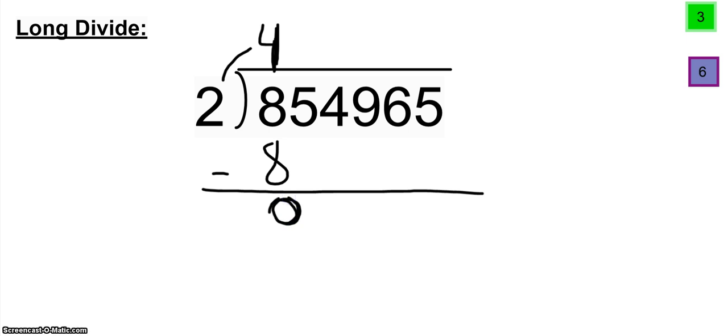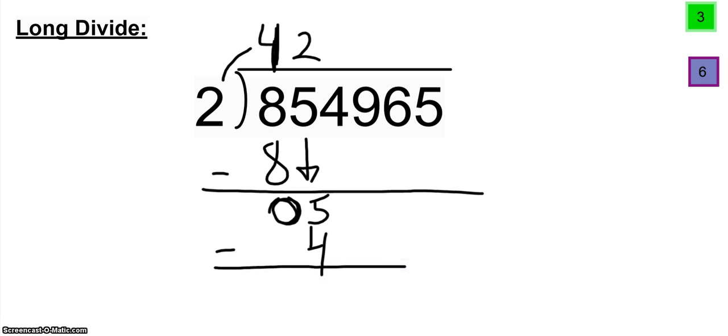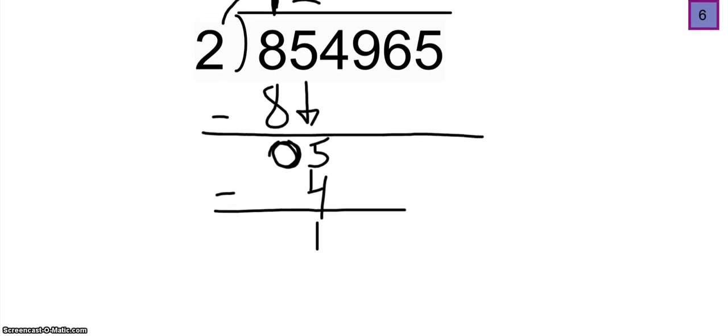Now we're going to bring down the next number, 5. Kennedy, how many times can 2 go into 5? 2 times. And 2 times 2 is what, Kennedy? 4. And we're going to subtract 4 from 5. 5 minus 4 is 1. And we're just going to keep doing this. We're going to run out of room, so we have to scroll down.